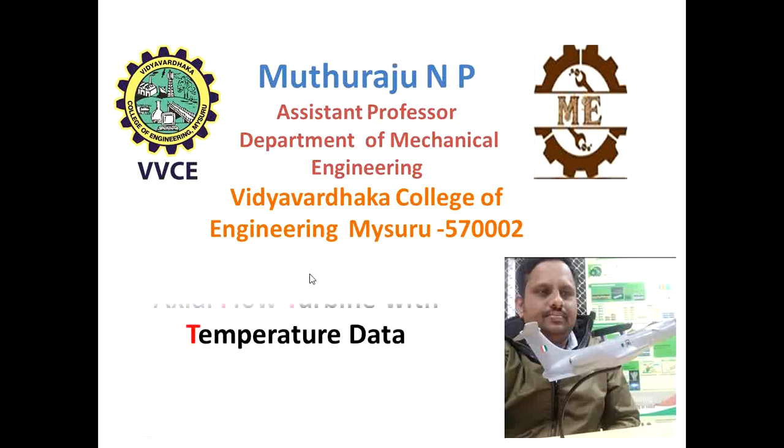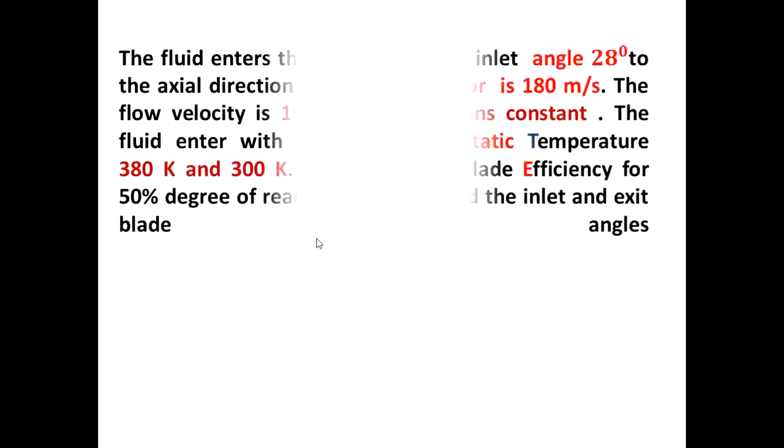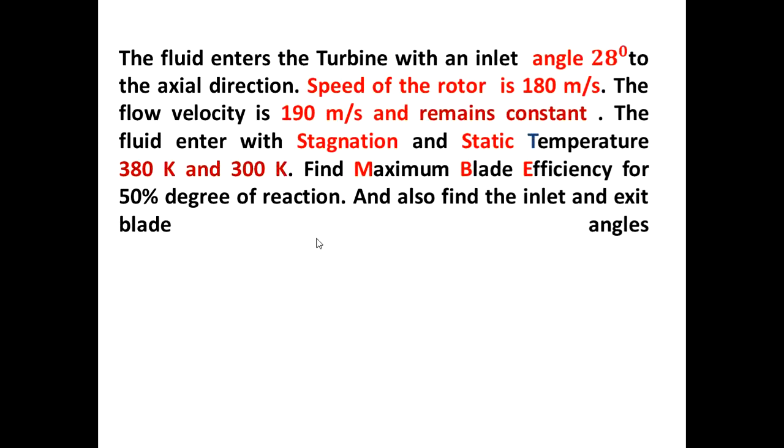Now I will explain to you about the axial flow turbine with the temperature data given. Sometimes in the examination they will give you the temperature data from which you can extract the value of V1. How to do it? Let me explain. The problem statement is like this.